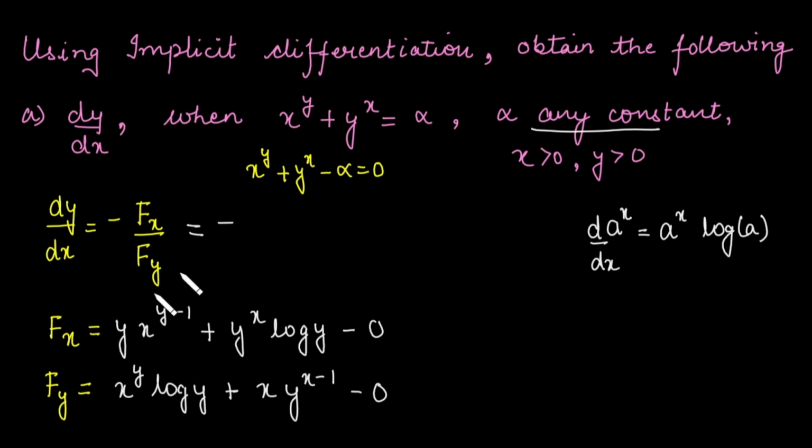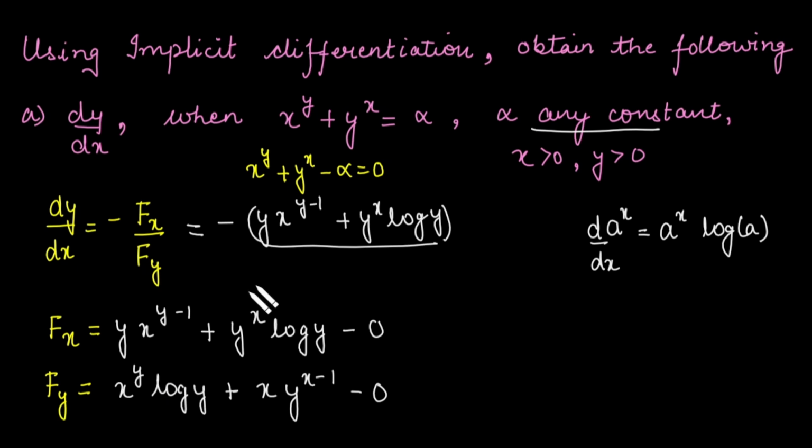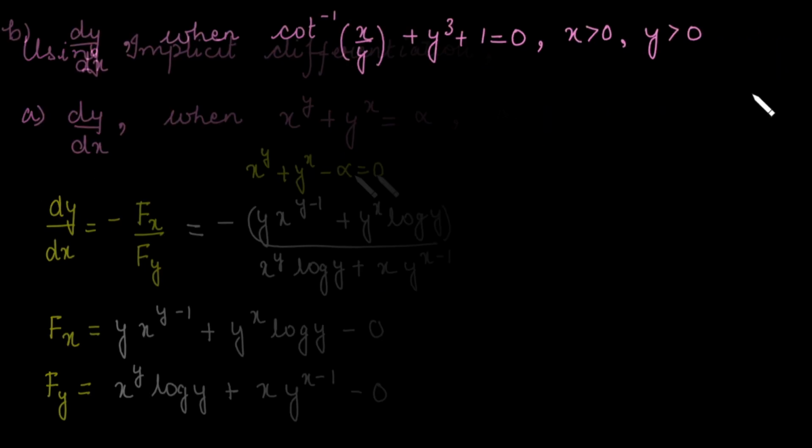We have negative of y times x raised to power y minus 1 plus y raised to power x log of y, divided by x raised to power y log of y plus x times y raised to power x minus 1. This is the derivative of y with respect to x whenever we have this function.